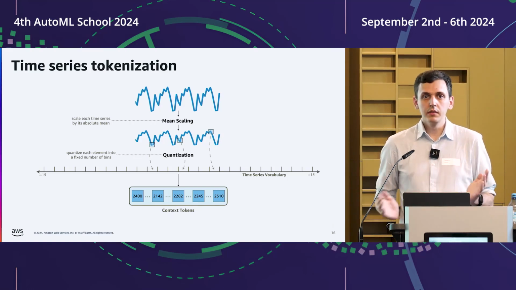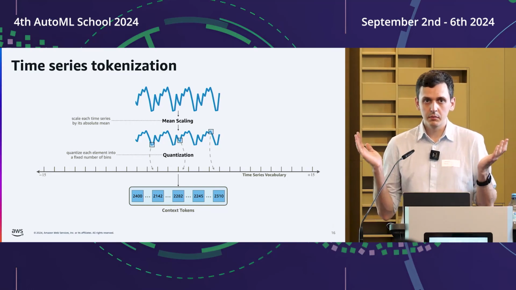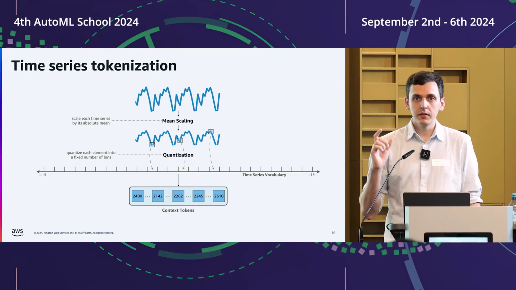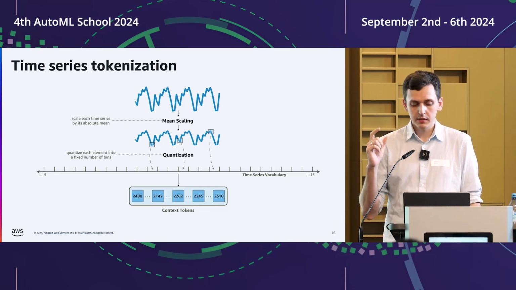We divide it into evenly sized buckets. So here we have 4,000 buckets in total, covering this interval from -15 to 15. And we just see into which bucket each value of the time series falls. And we convert the continuous value of the time series that we're discretizing into the ID of the bucket.